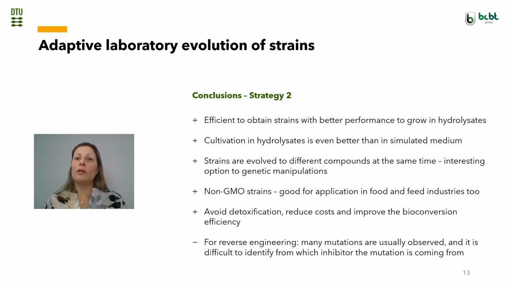In terms of costs, if we have robust strains, we avoid costs related to detoxification, and we can also improve the bioconversion efficiency from this medium. The only point that's still a challenge here is that since we evolve the strain to several compounds at the same time, it's quite difficult to identify from which compound the mutation is coming from. Then if we want to apply this information for reverse engineering, it is still a challenging point. But from a bioprocess or biomanufacturing perspective, it's definitely very interesting.